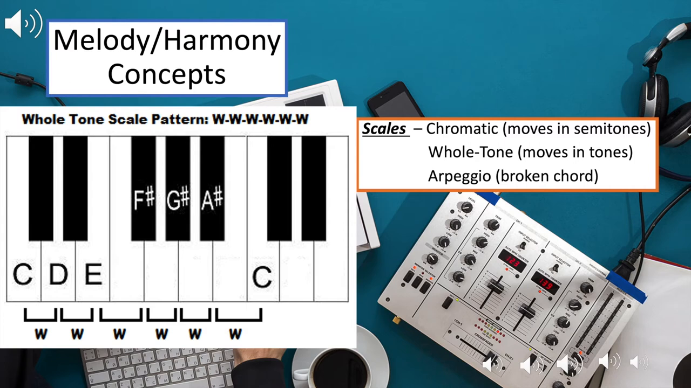Okay, the next concept we're going to talk about is an arpeggio, or a broken chord. Now, this is when we play specific notes of the scale. We don't play every single note on the way up and every single note on the way down. For example, if we're playing a C arpeggio, we're only going to play the notes C, E, G, and then up to high C, and then back down.